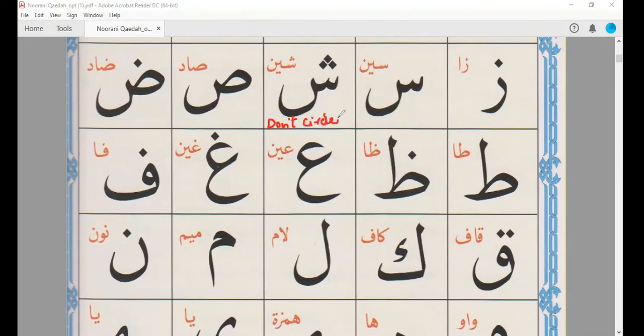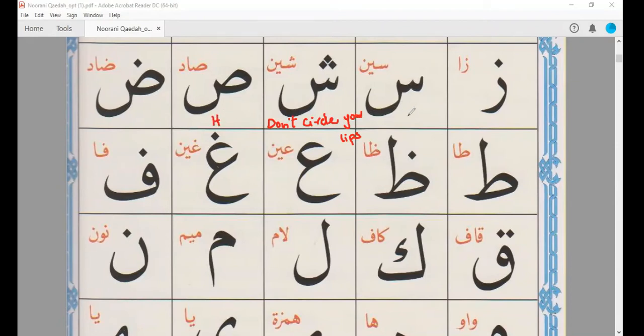Don't circle your lips. Just do normal lips the way you did seen. Same position of the lips when you say sheen, seen, sheen. Don't circle your lips here. Sod. Okay, sod. Don't say so. Don't circle your lips. This is also a heavy letter.